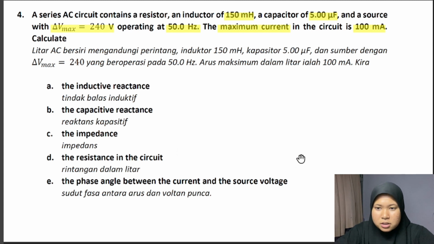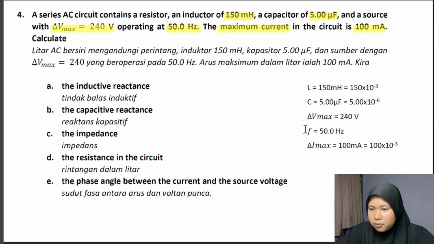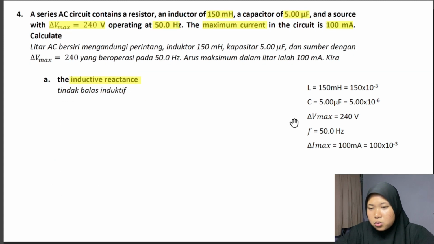As we look at the question given, they are all direct questions that only need us to substitute the values given into the provided formula. First, we need to take out all the values that have been given. L, the inductor, is equal to 150 millihenry, the capacitor is equal to 5 microfarad, Vmax is equal to 240 volts, the frequency is equal to 50 Hz, and the maximum current, or we can call it Imax, is equal to 100 milliampere. Now, let's go to the first question.